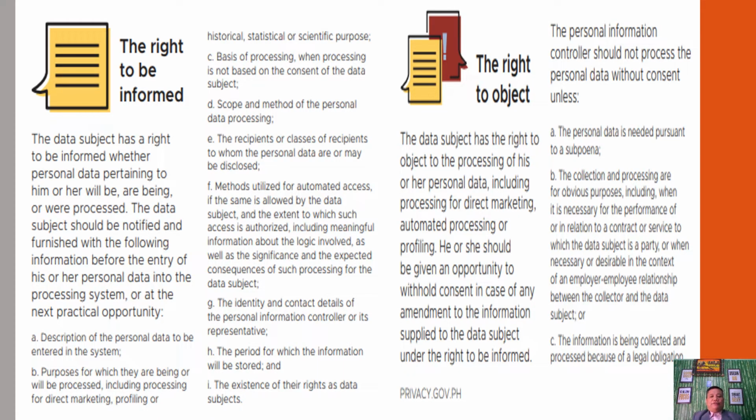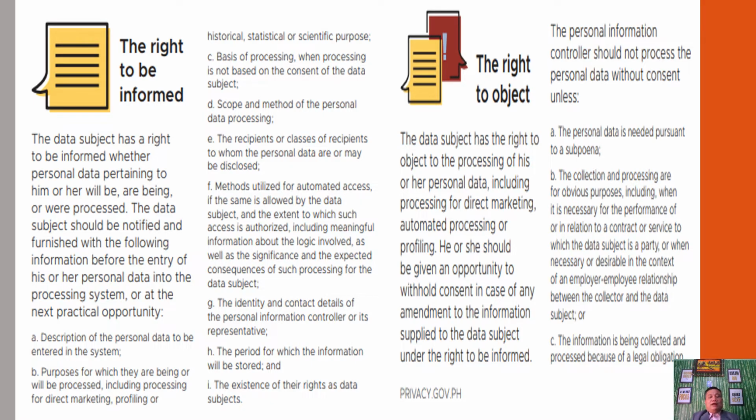So, the right to be informed. The data subject has the right to be informed whether personal data pertaining to him or her will be, are being, or were processed. The data subject should be notified and furnished with the following information before the entry of his or her personal data into the processing system, or at the next practical opportunity. So, description of the personal data to be entered in the system, purposes for which they are being or will be processed, including processing for direct marketing, profiling, or historical, statistical, or scientific purposes.